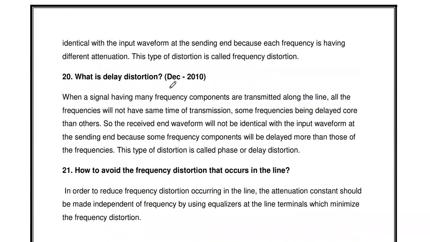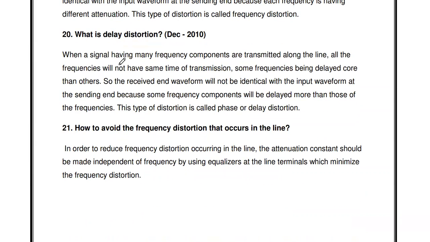Then what is delay distortion? When a signal having many frequency components is transmitted along the line, all frequencies will not have the same time of transmission. Some frequencies are delayed more than others. So in the received end, we will not get a waveform identical to the input waveform. That type of distortion due to delay is called delay distortion or phase distortion.